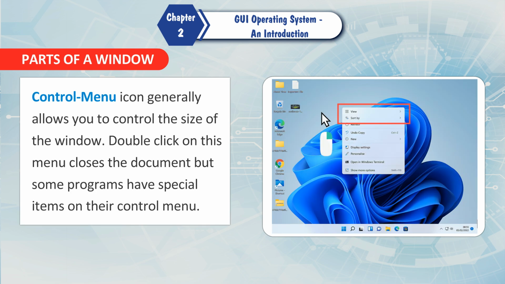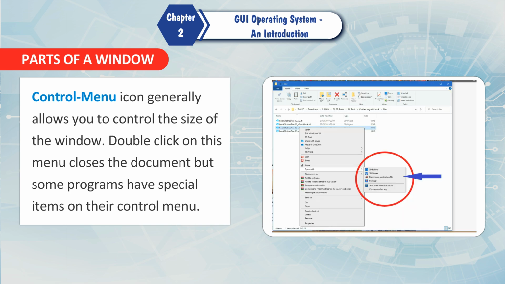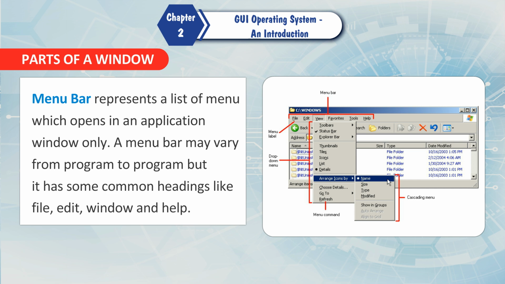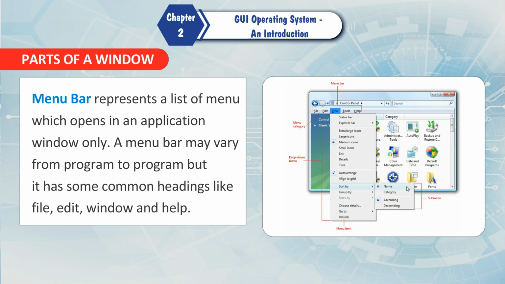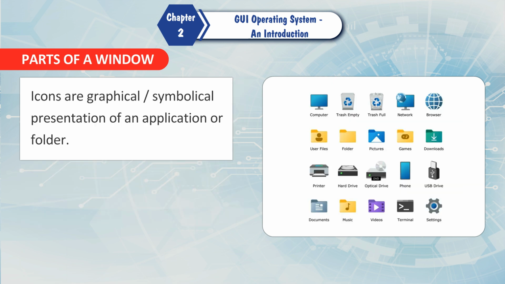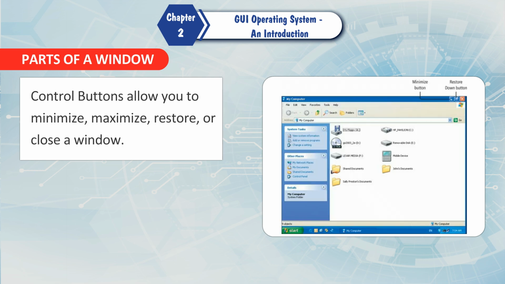Control menu. The control menu icon generally allows you to control the size of the window. Double click on this menu closes the document, but some programs have special items on their control menu. Menu bar represents a list of menus which opens in an application window only. A menu bar may vary from program to program, but it has some common headings like File, Edit, Window, and Help. Icons are graphical, symbolical presentation of an application or folder. Control buttons allow you to minimize, maximize, restore, or close a window.